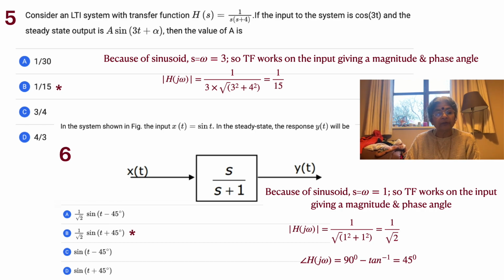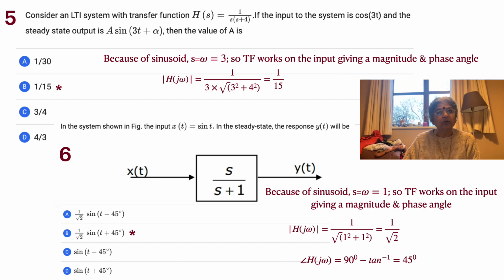So let's see what the problem reads like. The system shown in the figure, the input x(t) is equal to sine t. So omega is equal to 1. Immediately you glean that omega is going to be equal to 1. In the steady state, the response y(t) will be what? It's a linear time invariant system, no doubt about it. So what we do is try to see how the transfer function works on the input.